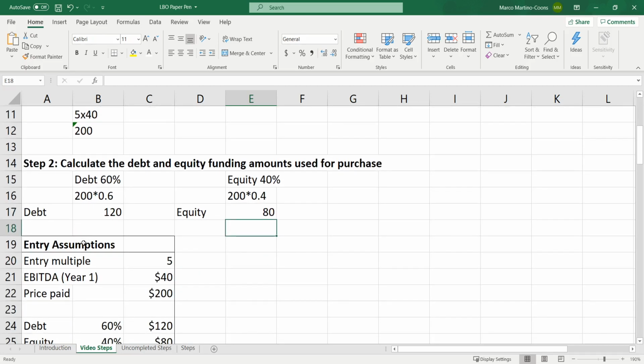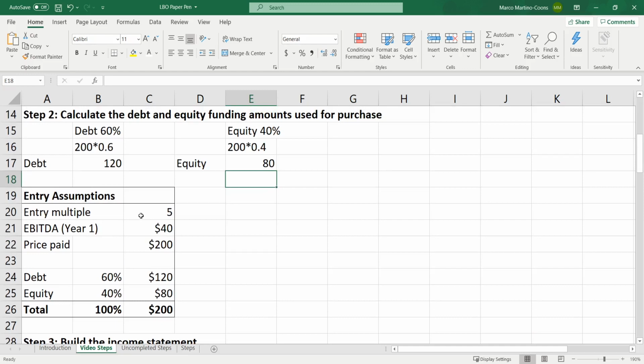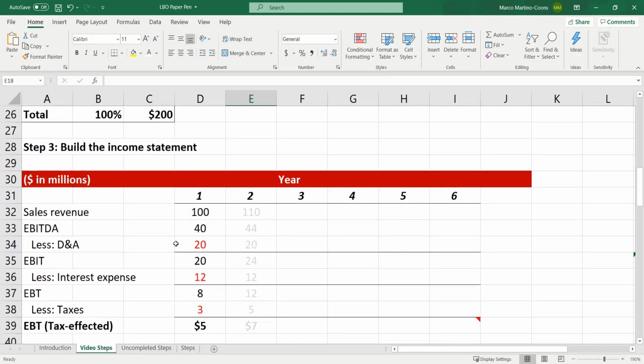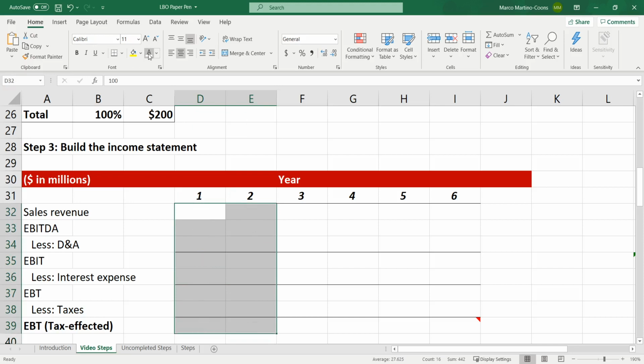So our entry assumptions are we have the multiple of 5 times. Our EBITDA in year 1 is 40, so we're going to pay $200. This gives us our debt and equity percentages, and as you can see, it adds up, and we're going to be paying $200 for this company. So let's move on to step number 3, which is building the income statement. I don't want you guys to be fearful of this. I'm going to end up whiting these parts out so you can't see, and then we're just going to work through it together.